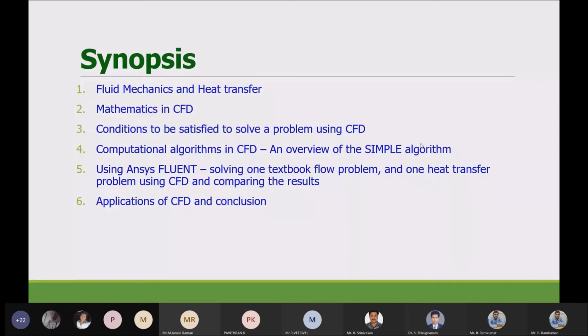And then ANSYS Fluent, which is one of the commercial softwares used widely by a lot of companies to solve problems in CFD related to fluid mechanics and thermal engineering. And then finally, the points that we are going to be taking home, the applications and the conclusion. So why do we want to do CFD, all that.